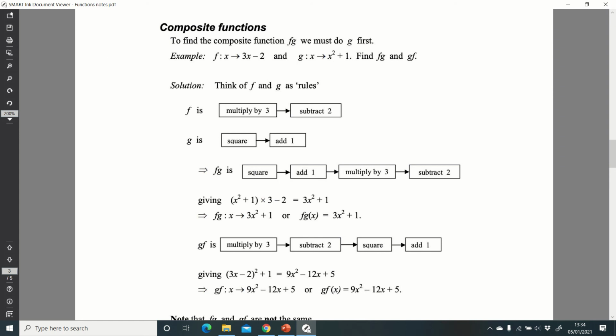Okay, the second major part of functions is composite functions. I think this is perhaps a little bit easier to comprehend than some domain and range questions. So composite in general means more than one thing combined together.